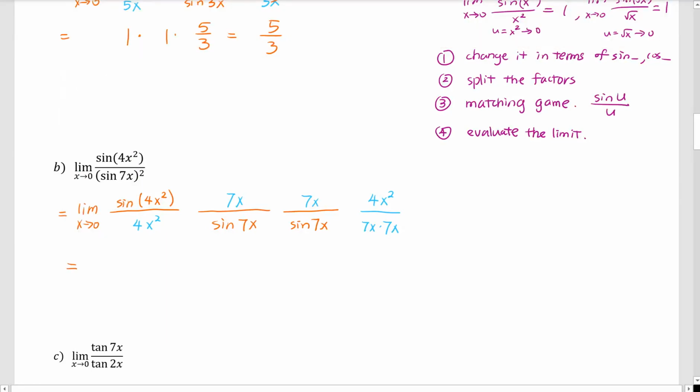Because sine u over u is 1, u over sine u is 1, u over sine u is 1. Oh, and then here, don't put 0 over 0 here. If you put 0 over 0, you just ruin what you have done. That guy cancels. And then 4 over 7 times 7, 49. Okay, so we get this answer. So far, so good, everybody.